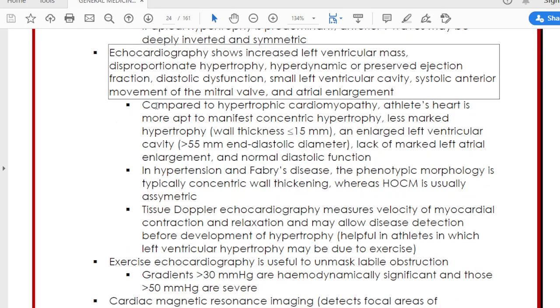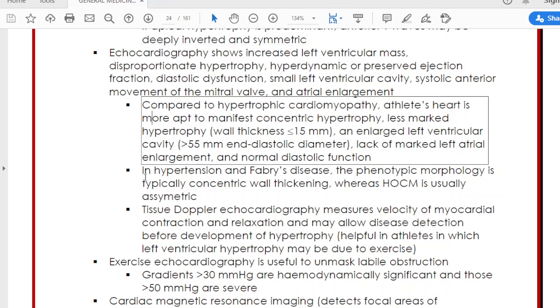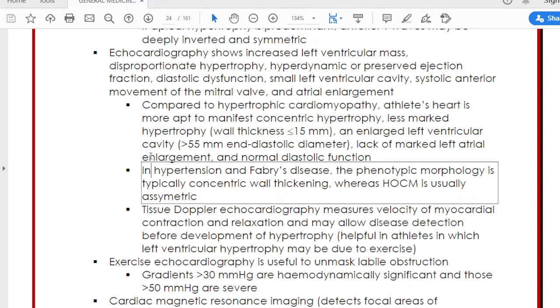Echocardiography shows increased left ventricular mass, disproportionate hypertrophy, hyperdynamic or preserved ejection fraction, diastolic dysfunction, small left ventricular cavity, systolic anterior movement of the mitral valve, and atrial enlargement. Compared to hypertrophic cardiomyopathy, athlete's heart is more apt to manifest concentric hypertrophy, less marked hypertrophy, wall thickness of 15 mm or less, an enlarged left ventricular cavity, and greater than 55 mm diastolic diameter. In hypertension and Fabry's disease, the phenotypic morphology is typically concentric wall thickening, whereas HOCM is usually asymmetric.